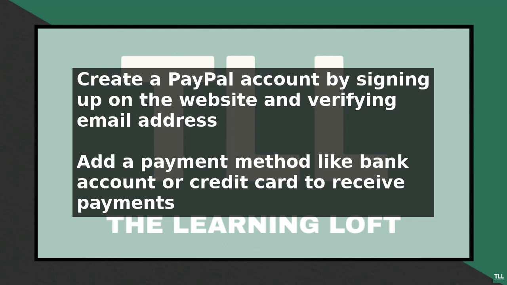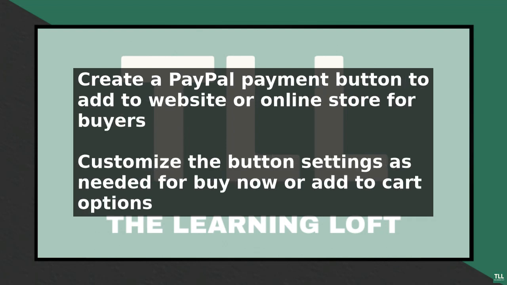Once your account is set up, you need to add a payment method, such as a bank account or credit card, to receive payments. To do this, log into your PayPal account and click on Wallet. Then link a bank account or card. This will allow you to receive payments from buyers.